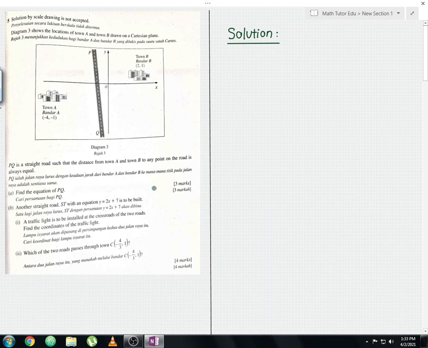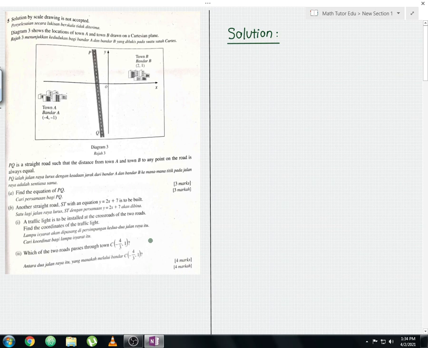For the question part A, they ask us to find the equation of PQ. For the question part B, another straight road ST with an equation y equals 2x plus 7 is to be built. A traffic light is to be installed at the crossroads of the two roads. Find the coordinates of the traffic light. Which of the two roads passes through town C with a coordinate -4/3, 1? So this is the overall question.